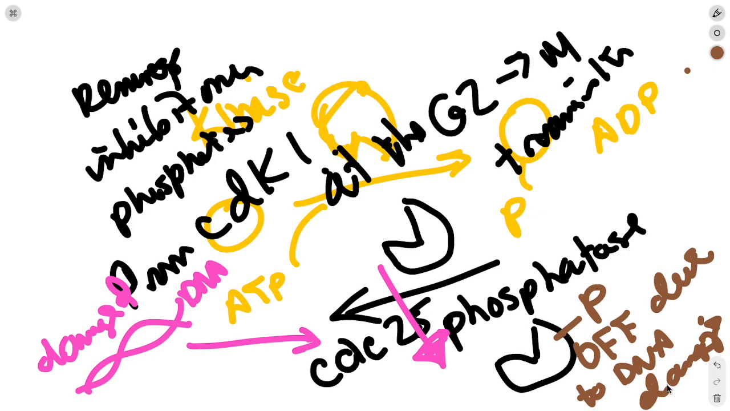Jeremy and then Brooklyn. So, do you have a question about this? About reading it. Yes, like what does that say? It says, removes inhibitory phosphates on CDK1 at the G2 to M transition.